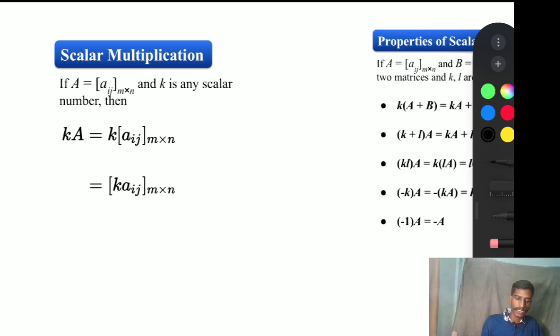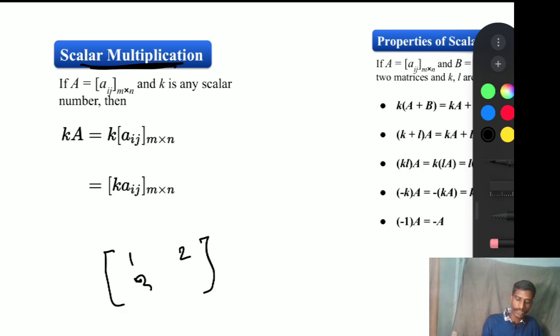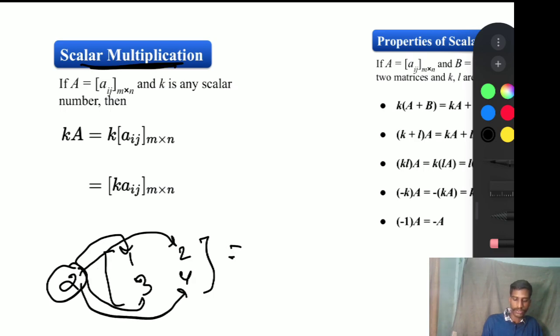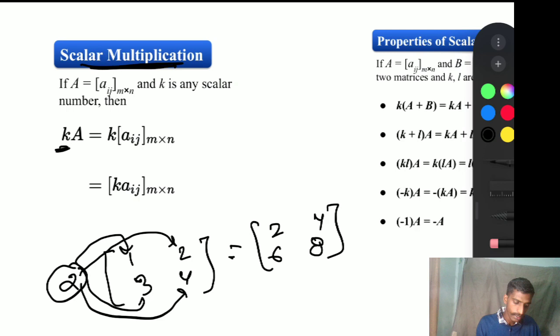Now we'll move to the next topic, that is scalar multiplication. What is scalar multiplication? It is nothing but if we take a matrix like 1 2 3 and 4, and multiply by anything like 2, then we have to multiply each number. So we'll get 2 4 6 8. So if we multiply a scalar number with a matrix, we'll get a new matrix.